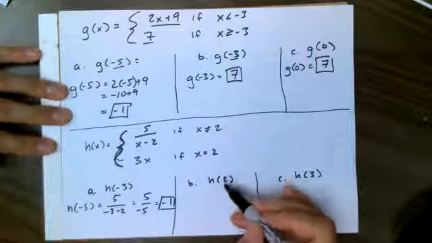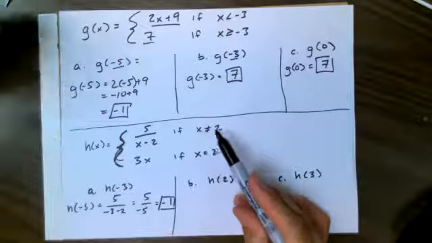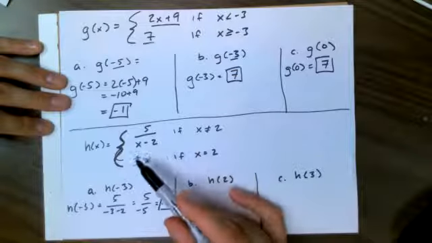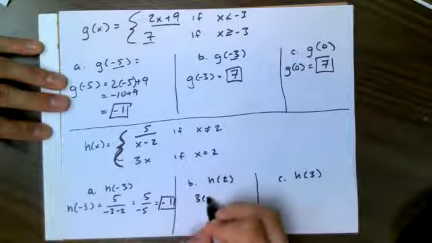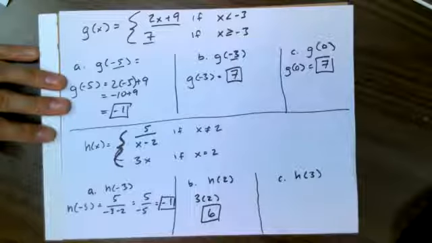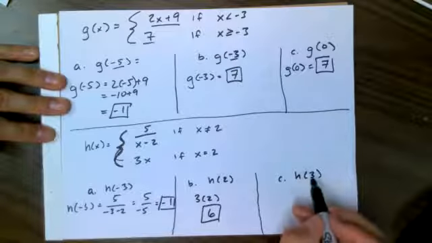H of 2. Now our x value is 2. Hey, 2 doesn't equal 2 is a false statement. 2 does equal 2. So therefore, we have to use the bottom function, 3 times 2. So we get back 6. Okay. And then lastly, 3.